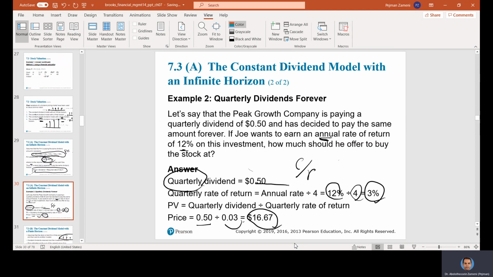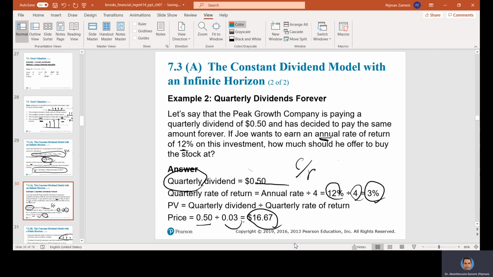Okay, let's see an example. Let's say that the Peak Growth Company is paying a quarterly dividend of 50 cents, and has decided to pay the same amount forever. If Joe wants to earn an annual rate of return of 12% on this investment, how much should he offer to buy the stock?